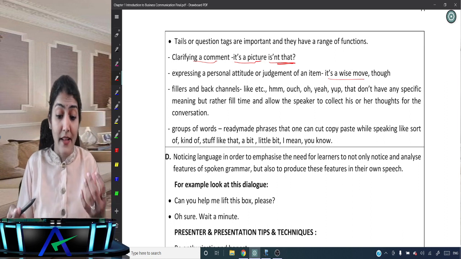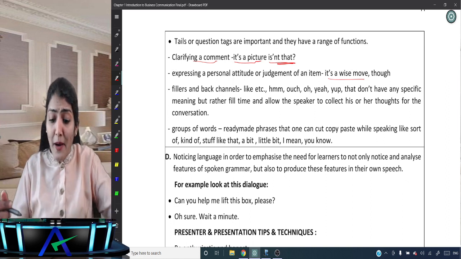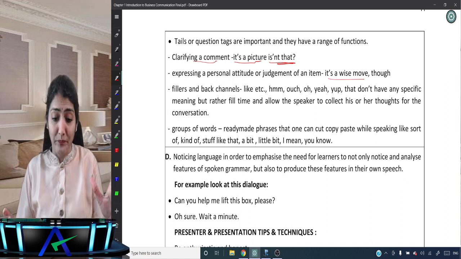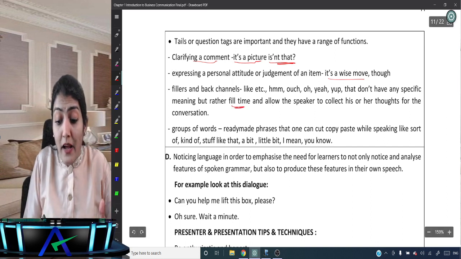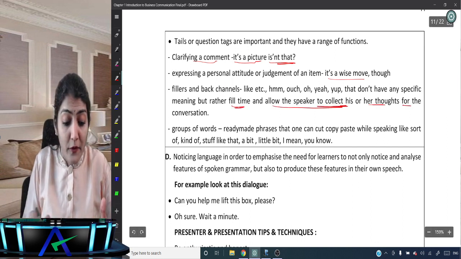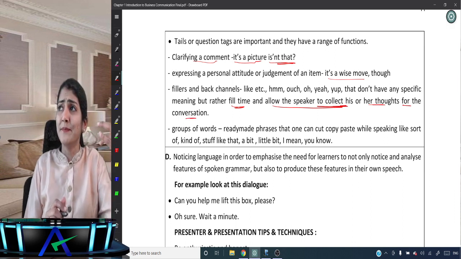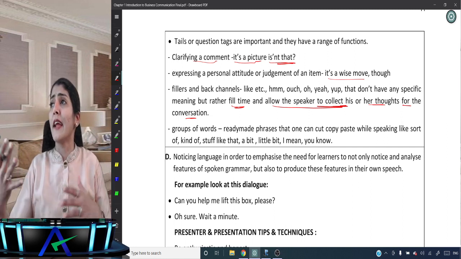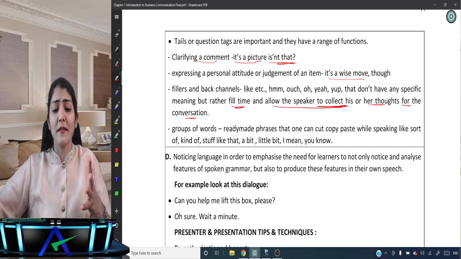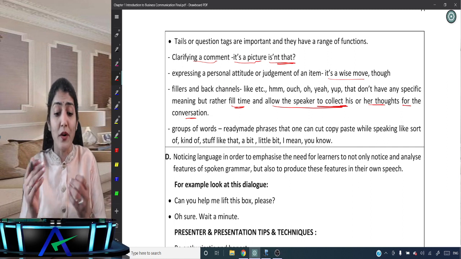Fillers and back channels like etc., etc. Ouch! Oh, yay, yup, that don't have any specific meaning, but rather fill time and allow the speaker to collect his or her thoughts for the conversation. So if I give you an example, I'm taking time to think of an example over there. Or I say like, the colors red, green, blue, etc., etc. So I mean similar types. Ouch means you're not liking it, or whatever has happened, or you got hurt or something.